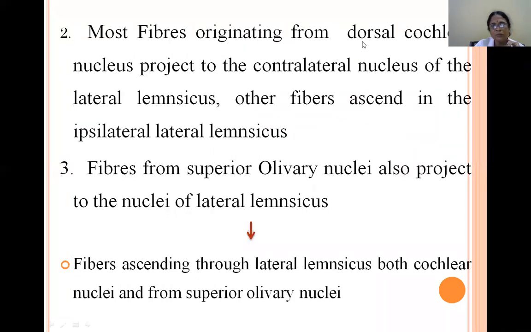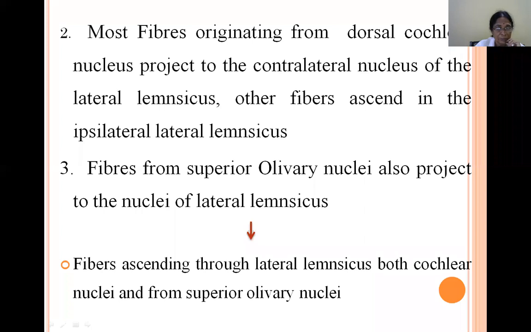Now let's see what happens to the dorsal cochlear nuclei. From the dorsal cochlear nuclei, these fibers project to the opposite side of the lateral lemniscus. Most fibers project to the contralateral nucleus of the lateral lemniscus, and others ascend to the same side. The fibers from the superior olivary nucleus also project to the nuclei of the lateral lemniscus, whether on the contralateral or the ipsilateral side.